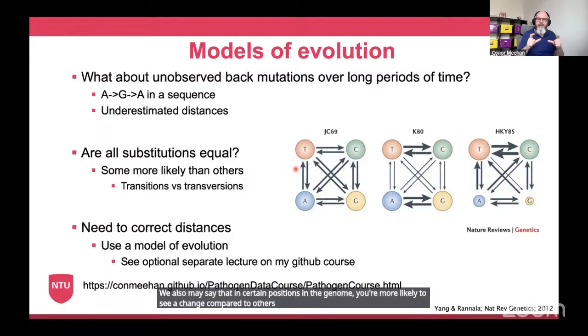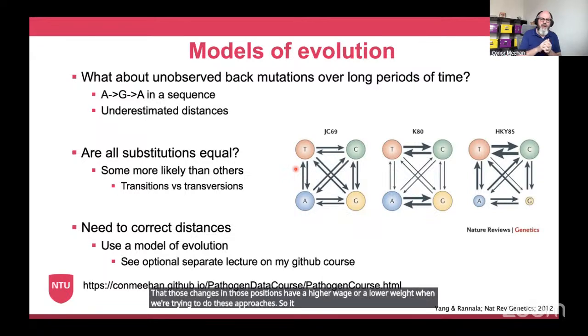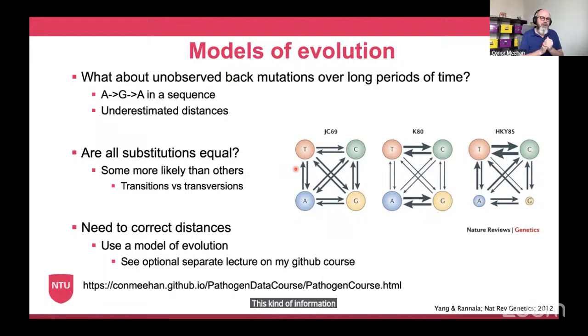So we know that we have hotspots of hypermutability, where we're more likely to see mutations in certain regions of a genome compared to others. And we might want to say that those changes in those positions have a higher weight or a lower weight when we're trying to do these approaches. So it's important to be able to modify the distances between isolates based on this kind of information, and that's called a model of evolution. I'm not going to go, unfortunately, into the models of evolution in detail.